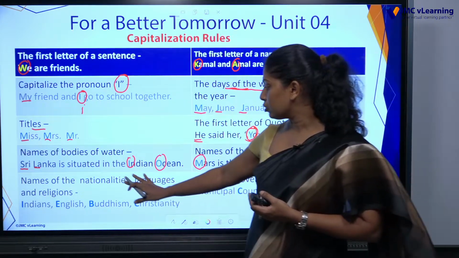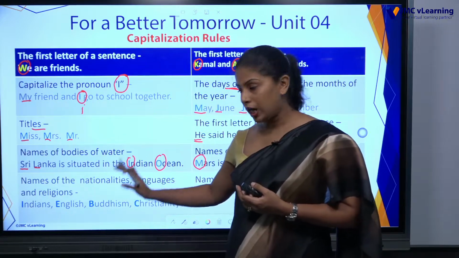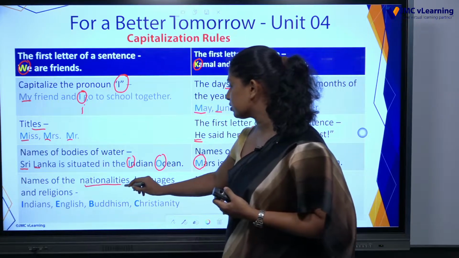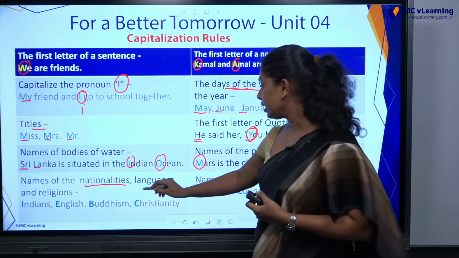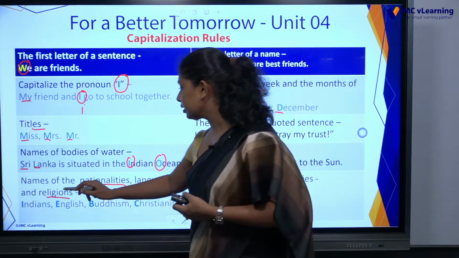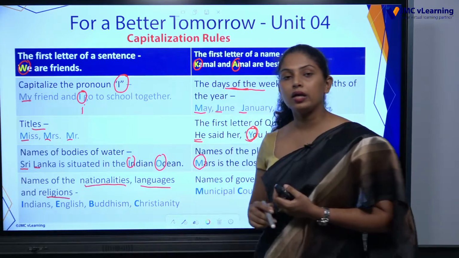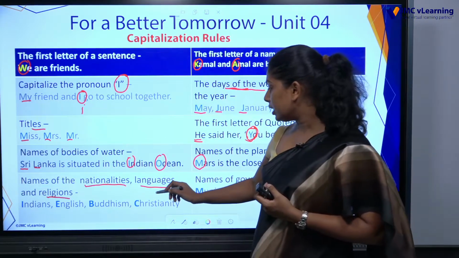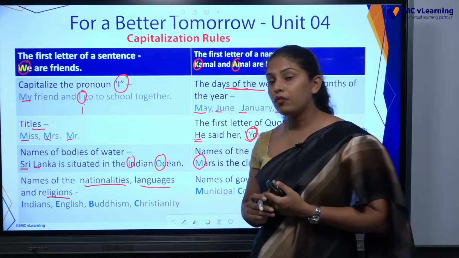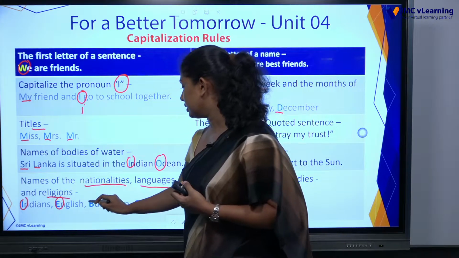So let's go through this part again. When we are talking about the names of nationalities of a country, languages of a country and religions of the country or in the world, when we are talking about these topics, when we are writing the names, we have to start using a capital letter.